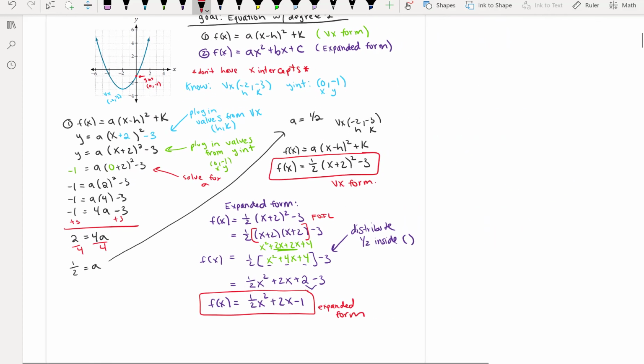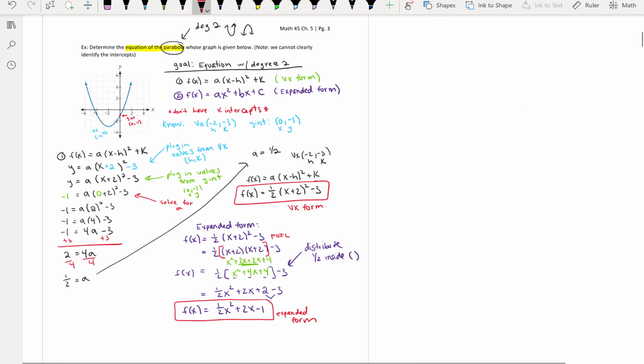So it really just depends on what the question is asking you. If it's specifically asking you to write it in vertex form, then you could have stopped up above. But if it's asking you to write it in expanded form, then you need to do a little bit more math and get it into your expanded form. You just have to make sure to read the directions carefully, okay? All right.